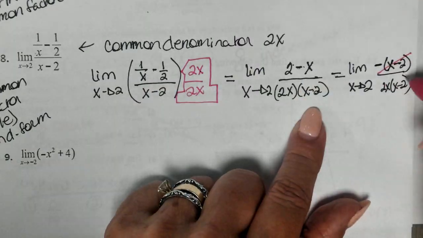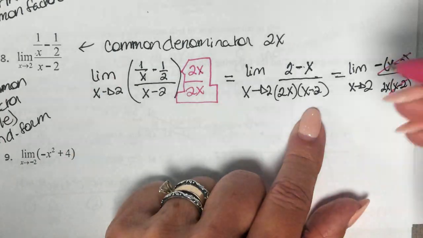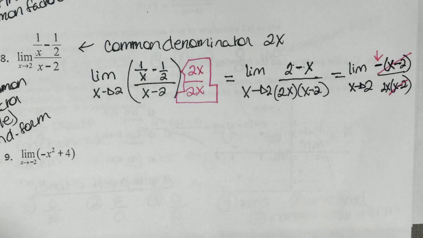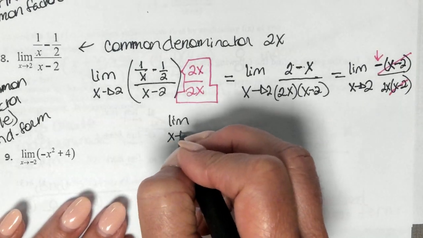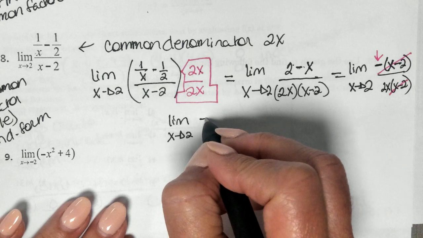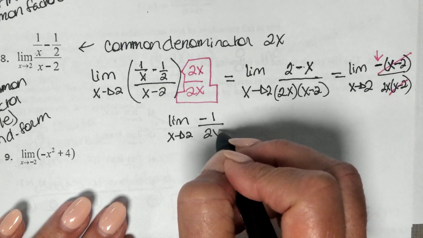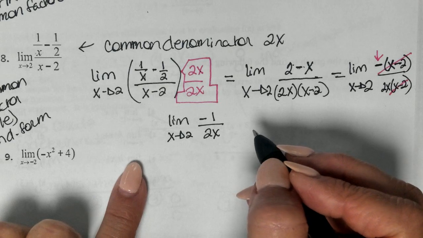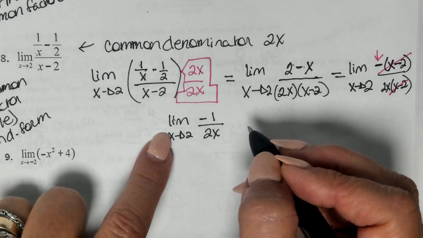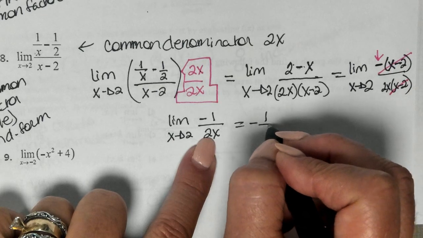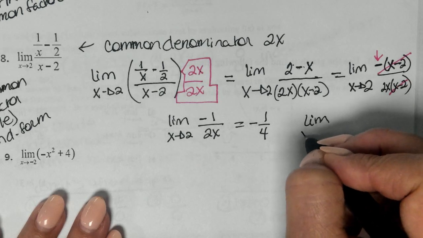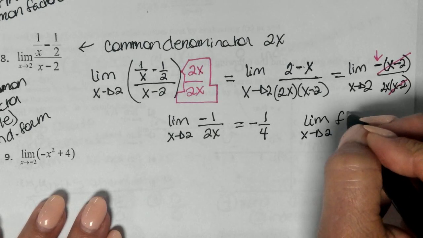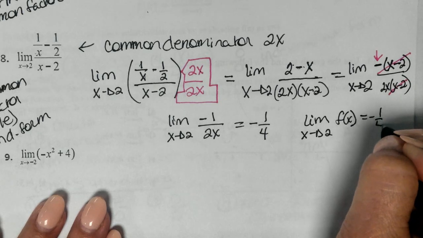We've got our common factor. That cancels out, but this is what you need to be careful of, is that negative right there. You're left with a negative 1 in your numerator. So we've got the limit as x approaches 2 of negative 1 over 2x. Now you're ready to take your limit. You're going to plug the 2 in for x, and you're going to get a negative 1/4. And so your final result is the limit as x approaches 2 for the function is a negative 1/4.